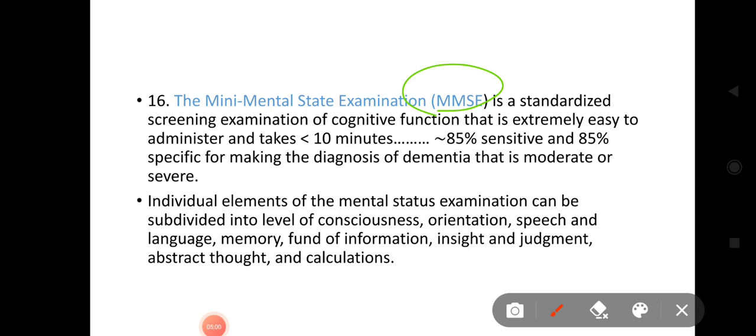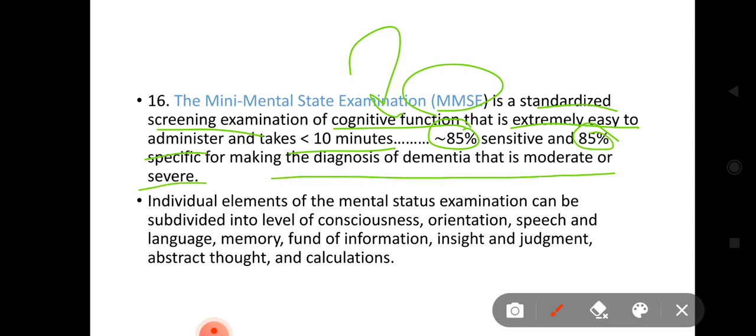It is a standardized screening examination of cognitive function. So MMSE is for cognitive function, that is extremely easy to administer and it takes less than 10 minutes. Now important to remember what is the sensitivity and specificity for MMSE. It's 85% for making a diagnosis of dementia, that is moderate or severe.